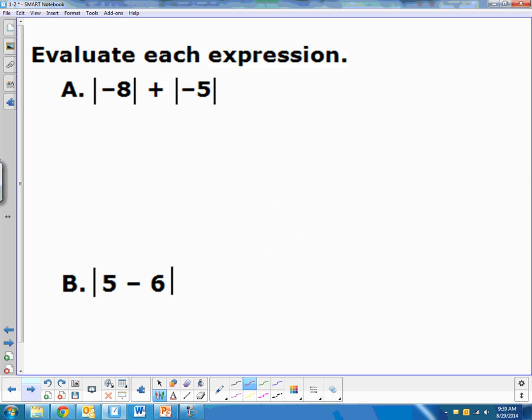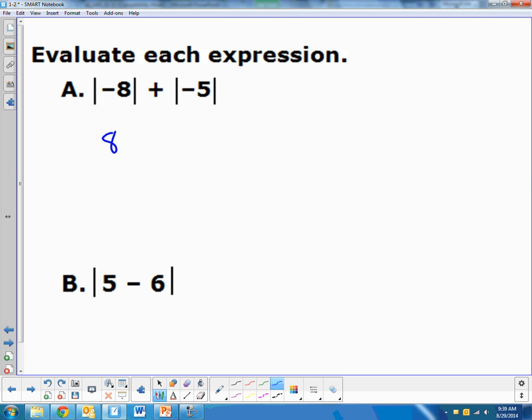Okay, so take a second, pause the video, see if you can do these two on your own. All right, let's give it a shot here. Absolute value again. So the absolute value of -8. Since it's one number, I can take the absolute value of -8. The absolute value of -8 is 8. -8 is 8 away from 0.